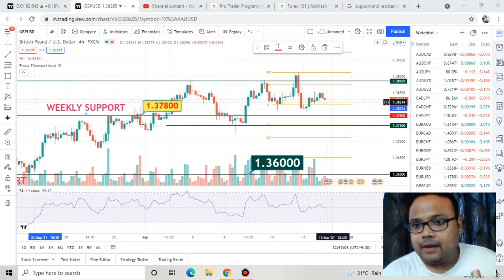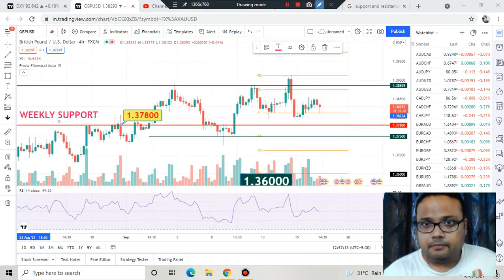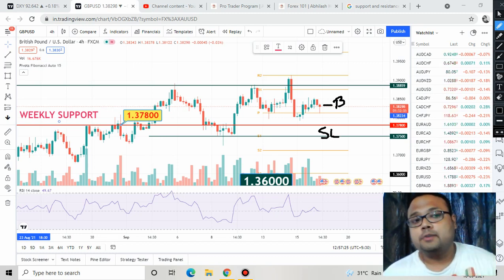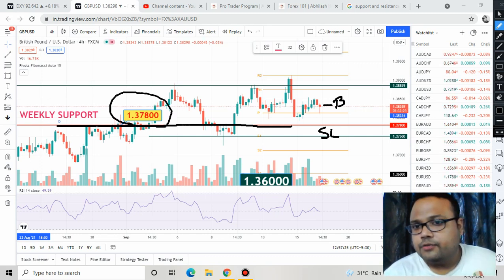Right now you can see that the market is trading in the middle at 1.3829. This is the current market price. If you buy here, your stop loss will be below 1.3780, which is a proper strong stop loss. This is a support from the weekly chart. So if you buy here, your stop loss will be below this level because 1.3780 is a strong support for the market. Your take profit target will be here because this is the resistance for the market.